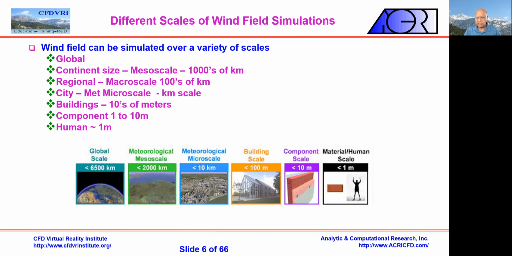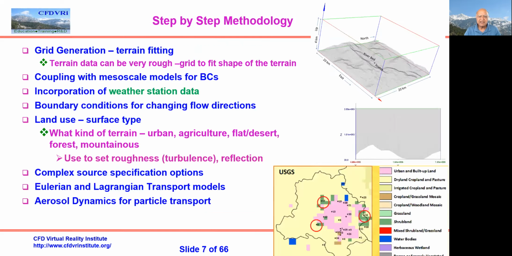Then there is the mesoscale, which is basically thousands of kilometers, about the size of a country. Then we can come down to the regional scale, hundreds of kilometers, like a state, and then we can get down to the city, to the components, and finally down to our own level, human beings, on the order of meters. Each has its own promises and problems and pitfalls, so we have to be careful at what scale we're working.